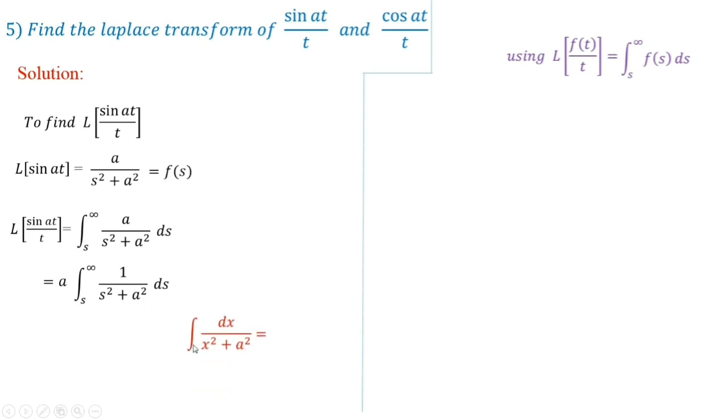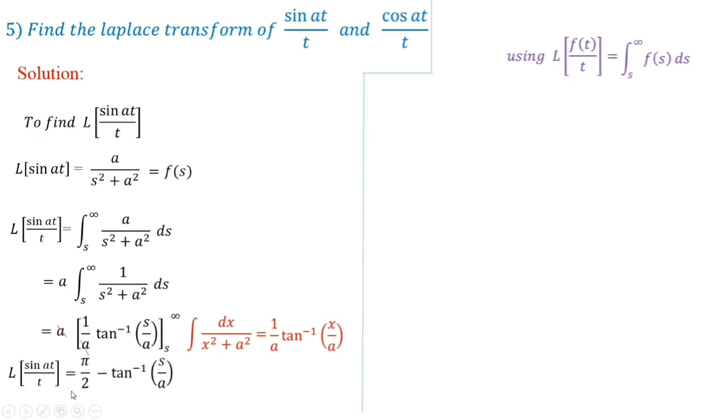Now by using the integration formula, integration of dx upon x square plus a square is equal to 1 upon a into tan inverse of x upon a. Here we get this is equal to a into integration of this term is 1 upon a into tan inverse of s upon a, limit from s to infinity. Now here a gets cancelled, then we get Laplace of sin at upon t is equal to, here if we substitute upper limit, then we get tan inverse of infinity, and value of tan inverse infinity is pi by 2, minus, if we substitute lower limit, then we get tan inverse of s upon a.